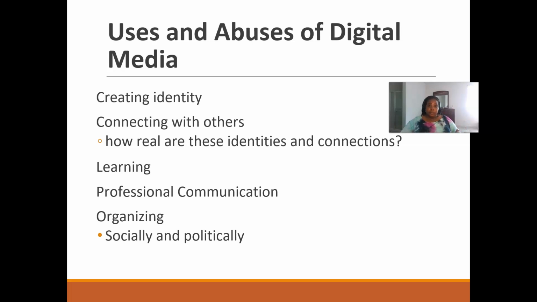One of the assignments I had you do for extra credit was the LinkedIn assignment, and this is a very curated version of creating an identity because not only are you telling or showing LinkedIn who you are, but it's a more professional context. So it's a really sanitized version of who we are. Also, digital media allows us to connect with others. But like I mentioned before, how real are these identities and connections?